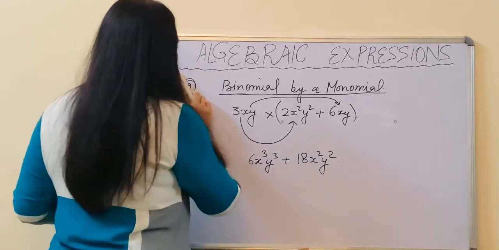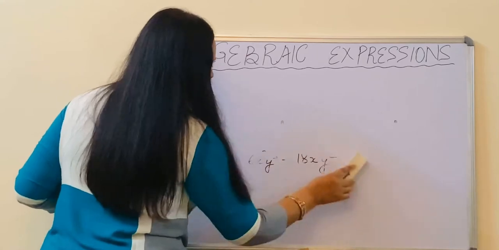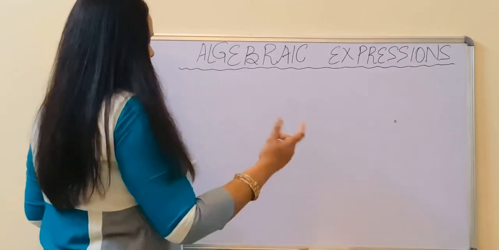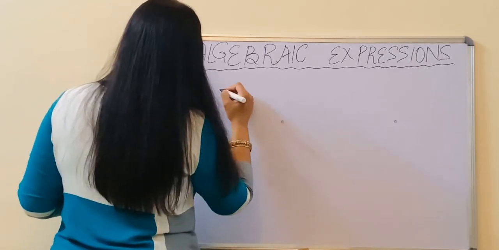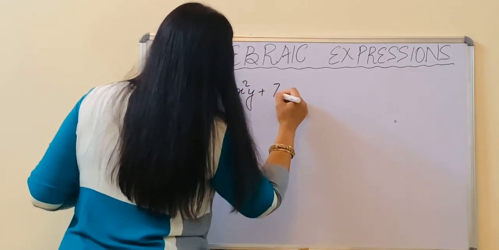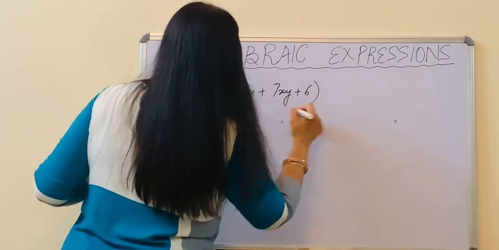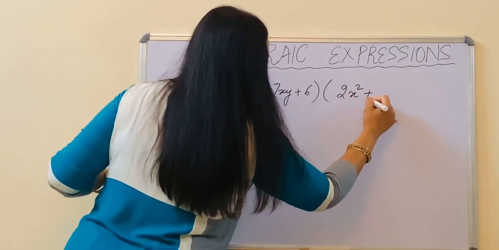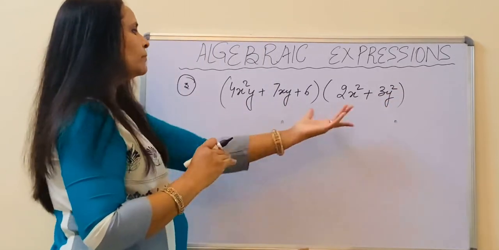Now the next one, I am taking the case of a polynomial with a polynomial. How can we multiply a polynomial with a polynomial? Two things can be done in this. Writing a polynomial, multiplied by another polynomial, this. How can we proceed?